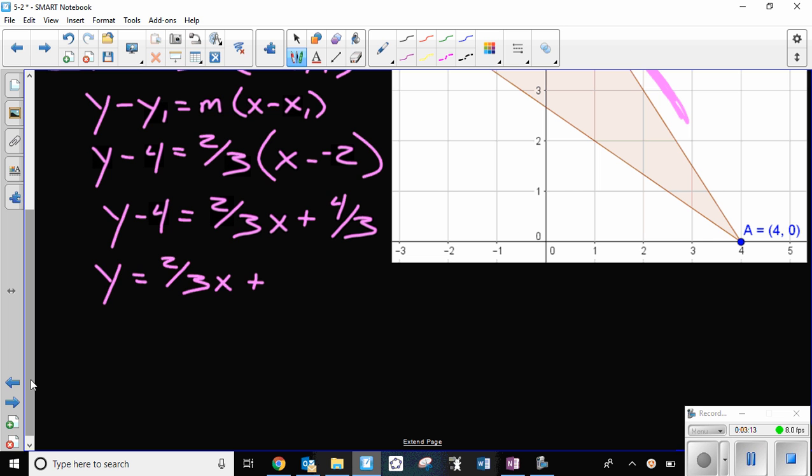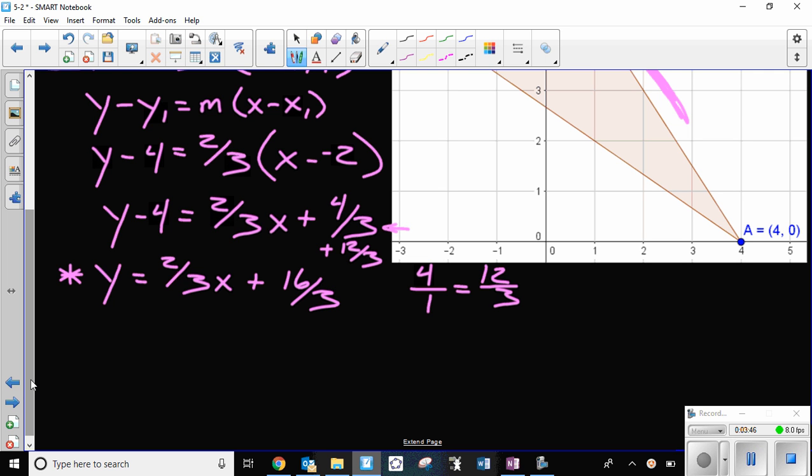plus, again, in order to add fractions, I need a common denominator. So I need to change 4, which is really over 1, into a denominator of 3 because of this one. I multiply top and bottom by 3, that will give me 12. So I'm going to add on a 12/3 out of this, which should now get me a value of 16/3. Now I'm going to star that equation.